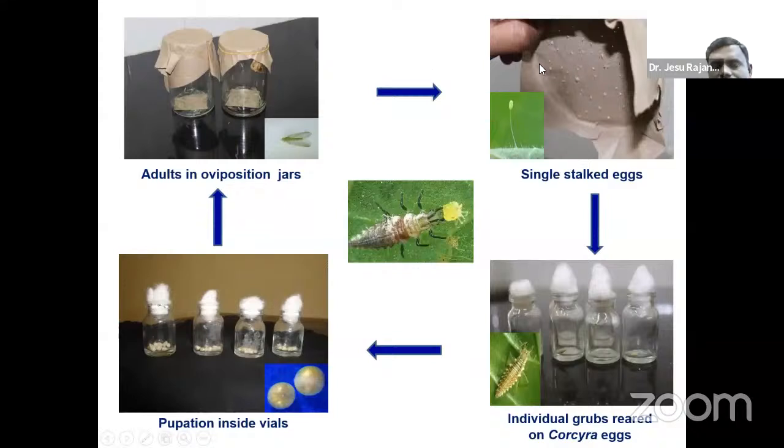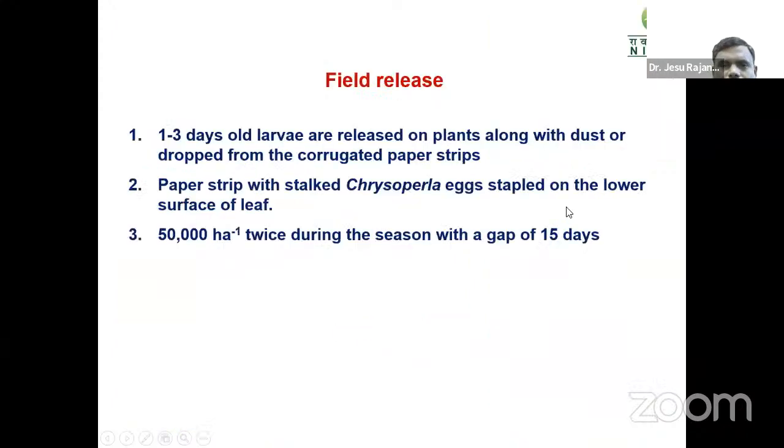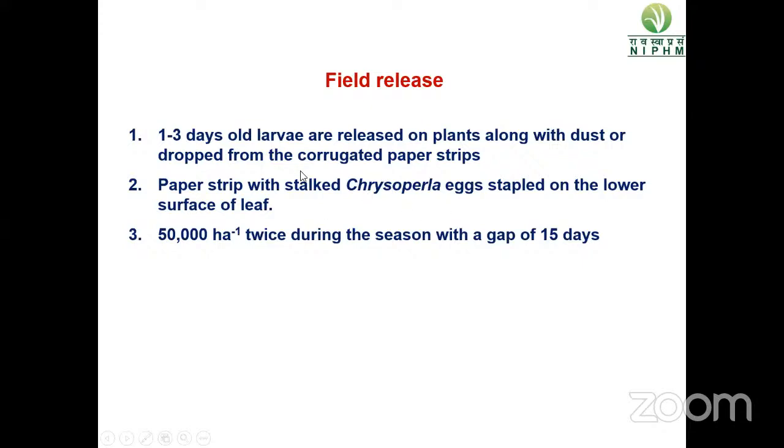Otherwise, we can make it like how we release the Trichocard. Same method, you make it for Chrysocard. We will staple it in the field wherever the aphid population is there, and directly release into the field. That option is also there. But this is a very good aphid predator. Field release is almost 50,000 per hectare during the season with a 15 days interval.